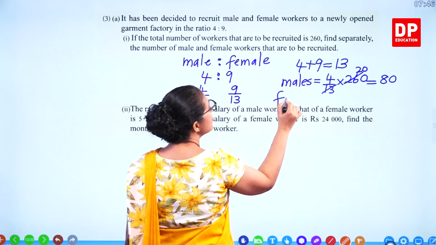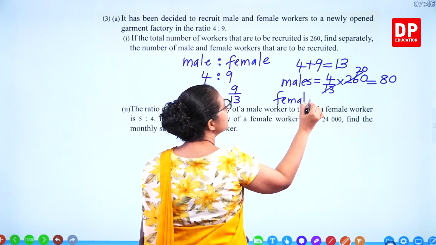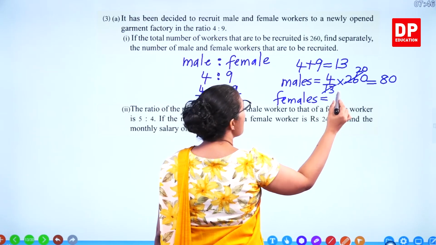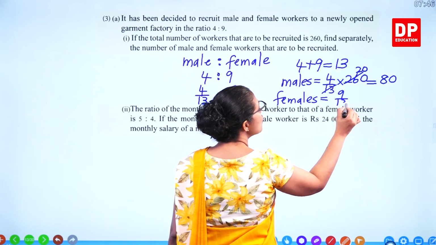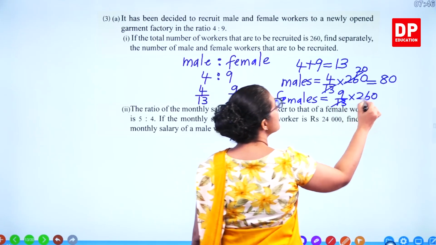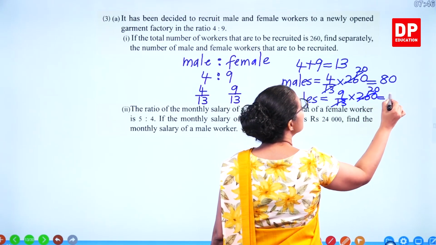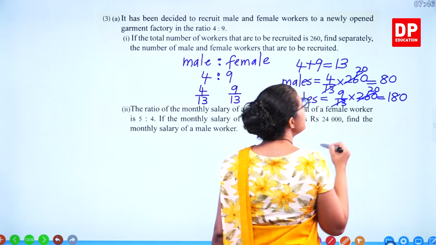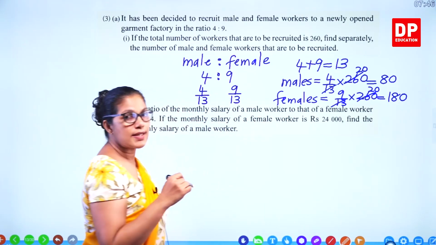And females, what's the fraction? 9 over 13 into 260. So that means 20 times 9. 180 female workers are there.